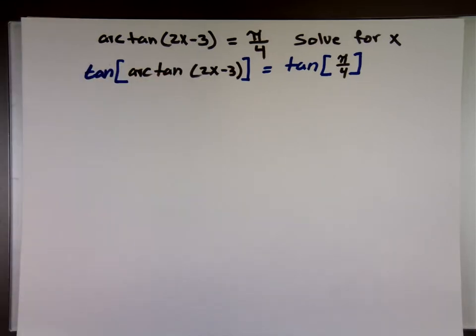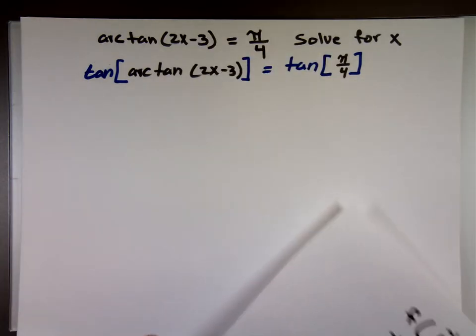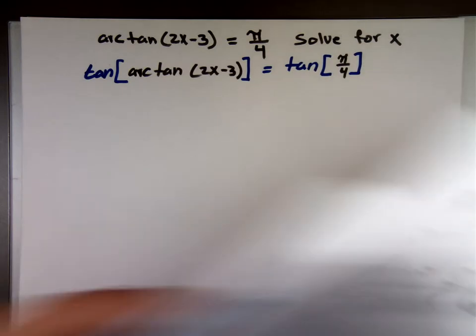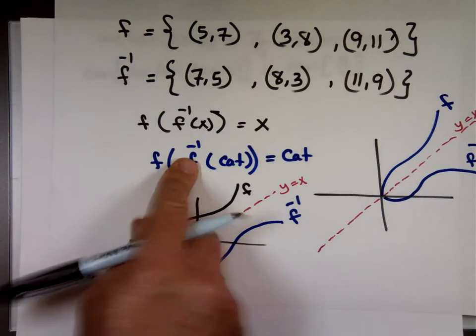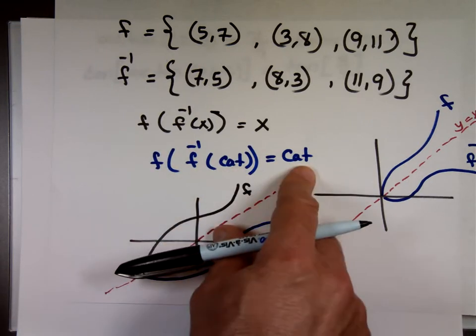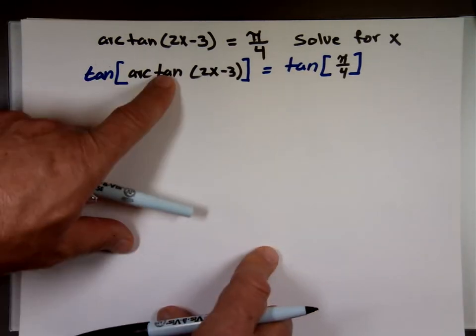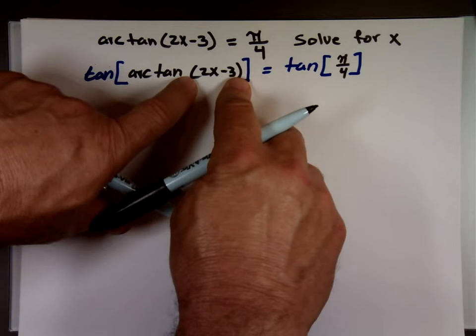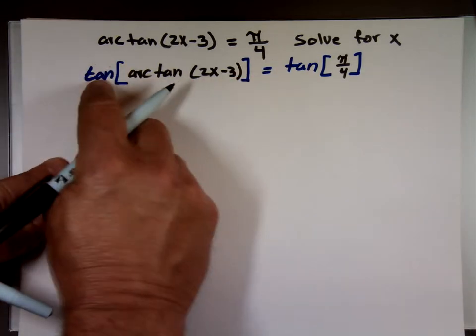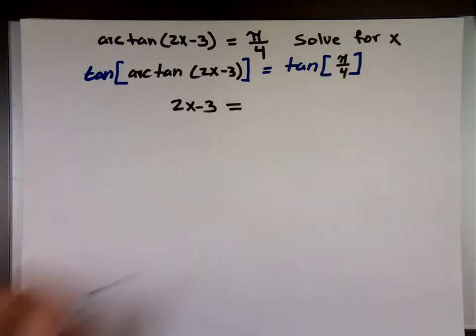Going back to this equation, we said if you take the function of the inverse of a cat, you get the cat. If you take the inverse of the function of the cat, you still get the cat. Well, these two are the inverse of each other. So the tan and the arctan are going to cancel each other, and that's your cat, the 2x minus 3. You end up with 2x minus 3 equals the tangent of pi over 4.